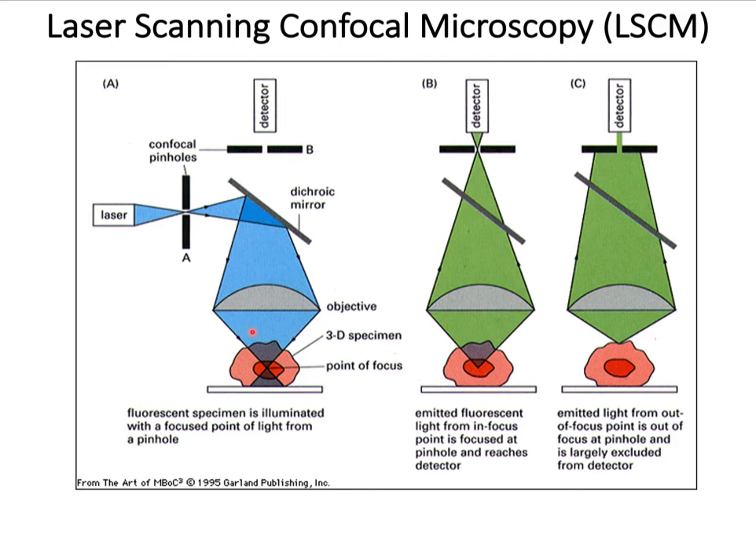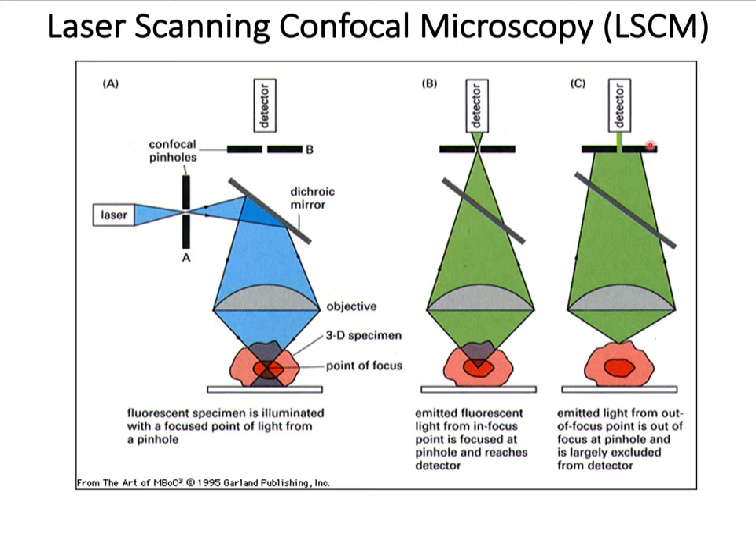So here is another illustration. The pinhole focuses light on the specimen and the specimen fluoresces. As shown in B, that light is emitted from the sample at the point of focus and easily passes through the confocal pinhole to be received by the detector and seen on the computer screen.